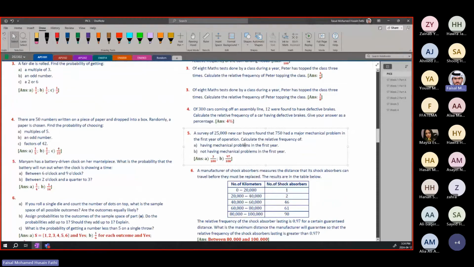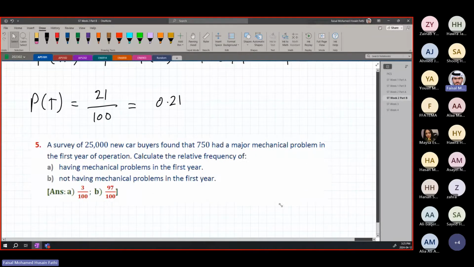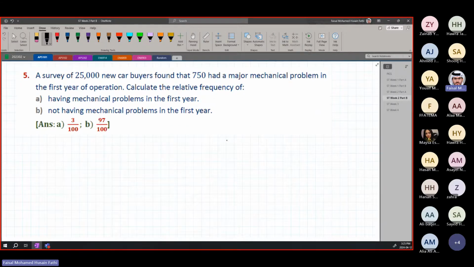Let's see this question. Now, here it says a survey of 25,000 new car buyers found that 750 had major mechanical problems in the first year. Calculate the relative frequency of having a mechanical problem. So simply, what is our total space? It is 25,000. All right? Because we have a total of 25,000 new cars. So how many of them had a problem?